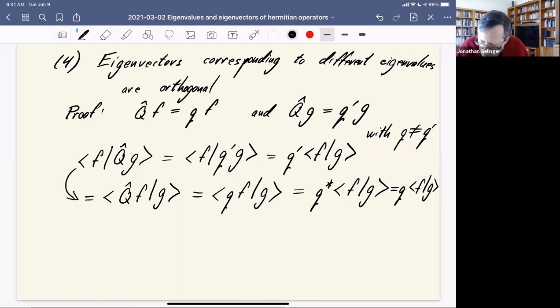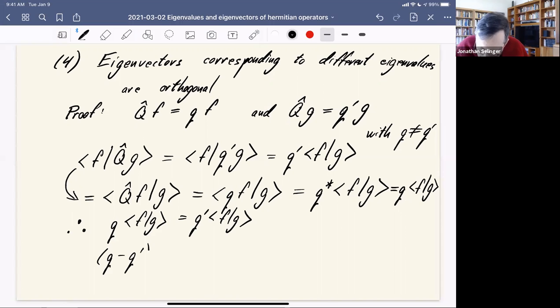Therefore we have seen that little q times this inner product is equal to q prime times this inner product. So if I put both of those things on the same side of the equation, just using the distributive law, that tells us that little q minus little q prime times the inner product of F with G is equal to zero.